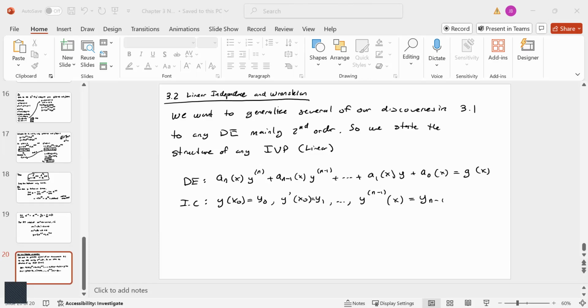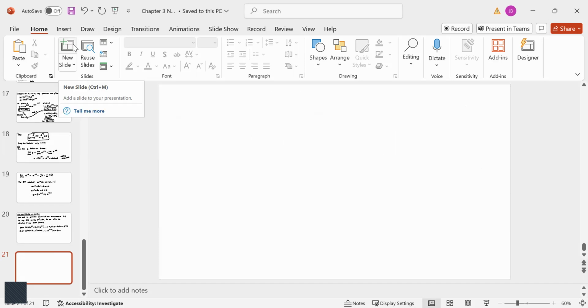Okay, so there's this theorem. Again, you don't need to memorize it, just understand the basic principle of it. And it states this: the existence and uniqueness theorem of linear differential equations.